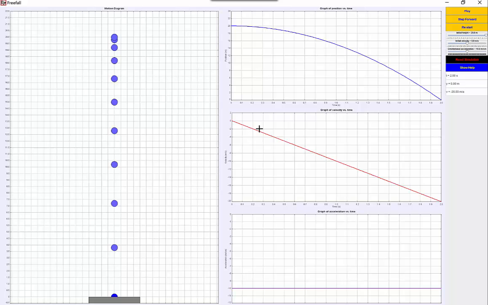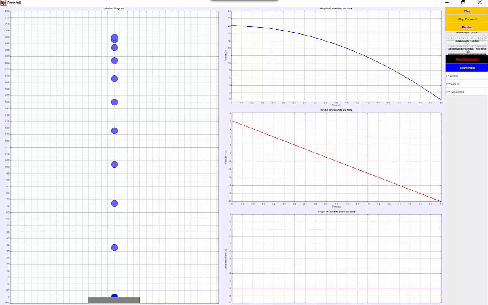If we get the slope of our velocity versus time, notice that we get an acceleration curve here, and it is a constant minus 10 meters per second squared, because gravity on Earth can be considered to be 10 meters per second squared. It is minus because it is going down, and we make the assumption that downward is a negative direction.